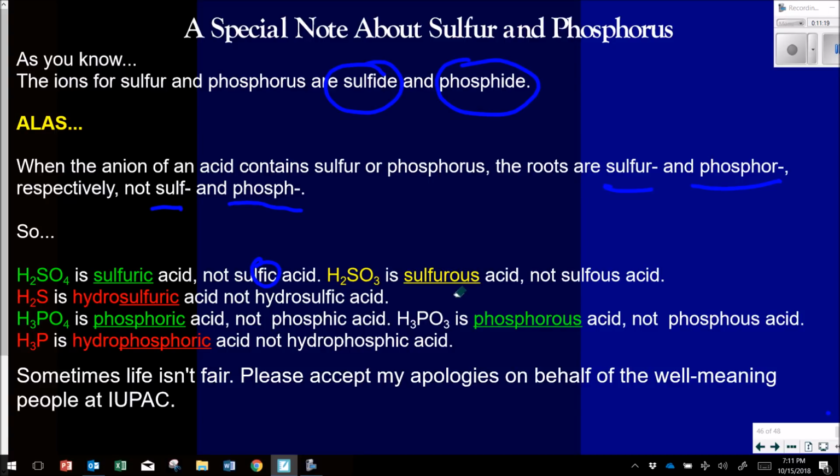And for the acids involving phosphorus, H3PO4 is phosphoric acid, not phosphic. H3PO3 is phosphorous acid, not phosphous. And then H3P is hydrophosphoric acid and not hydrophosphic.